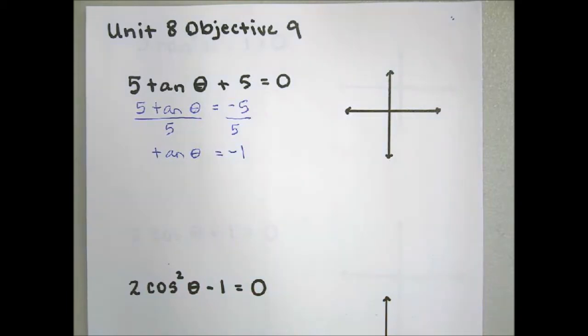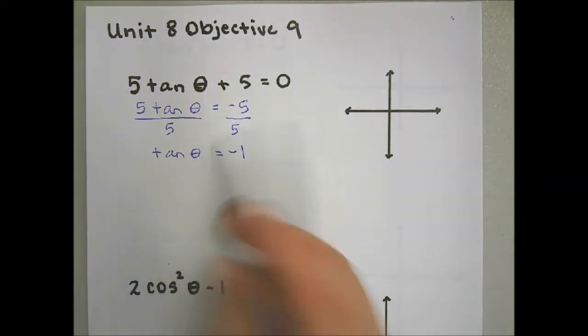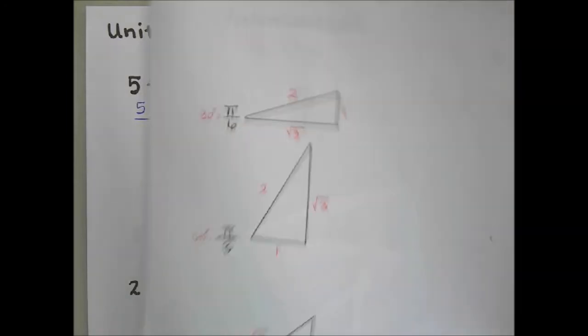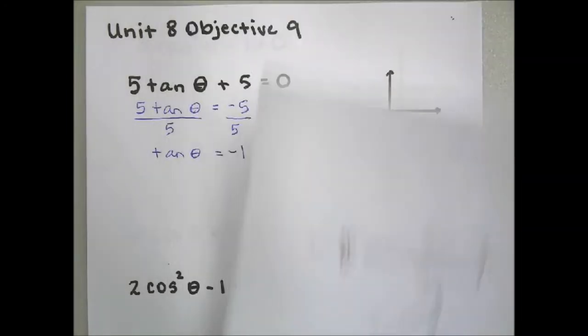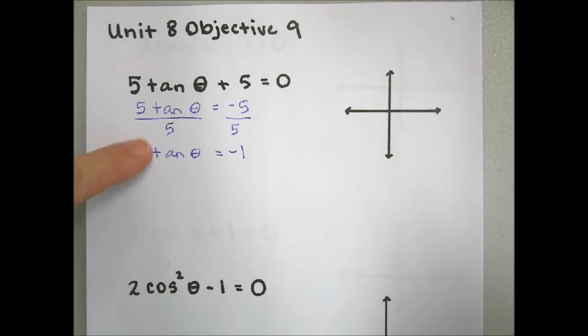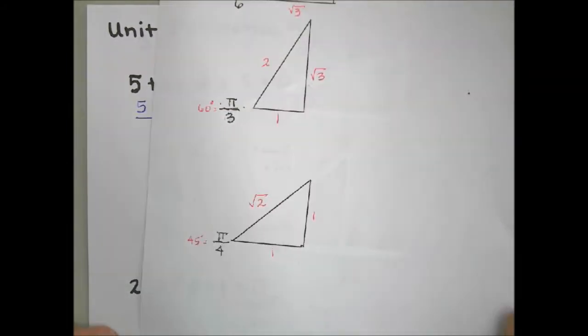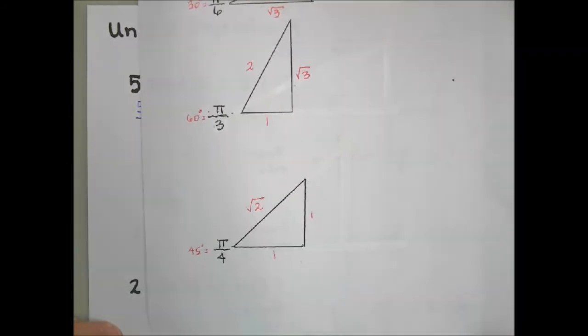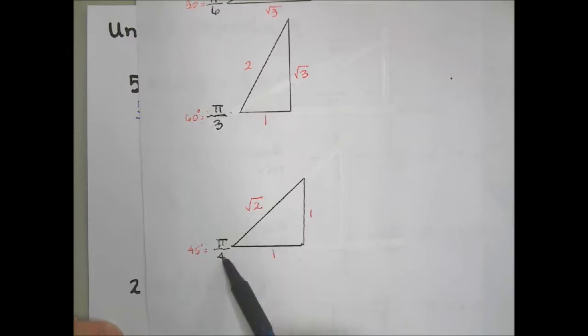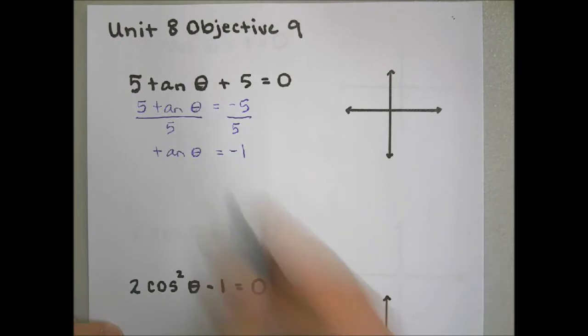Well, at this point, we need to get our reference angle. So that's why I said you want to make sure you have your triangles nearby. Which triangle has a tangent value of negative 1? Tangent is opposite over adjacent. You're really not going to get negative 1, but you are going to get positive 1 right here at the pi over 4, because opposite is 1, adjacent is 1, so 1 over 1 is 1. So we know the reference angle is pi over 4.